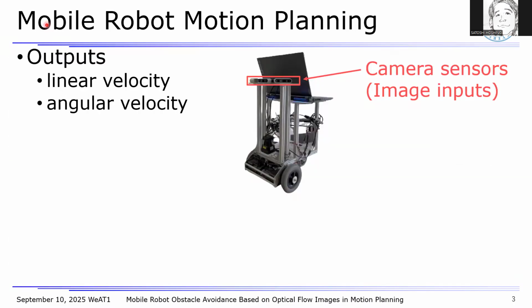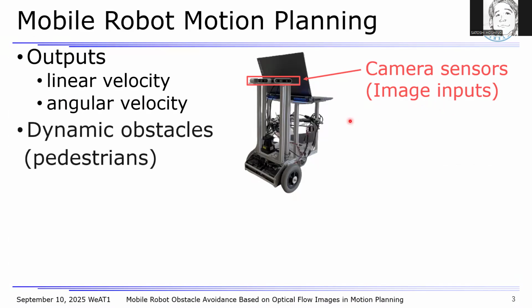Okay, let us first define what motion planning is. Motion planning is to determine linear and angular velocities as outputs based on sensor inputs such as camera images. Dynamic obstacles such as pedestrians are the primary targets for avoidance.